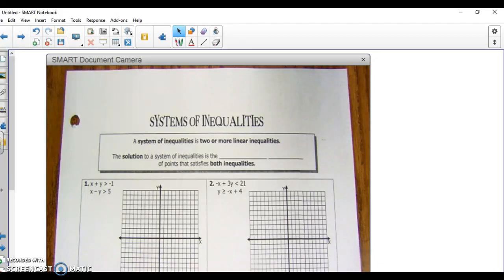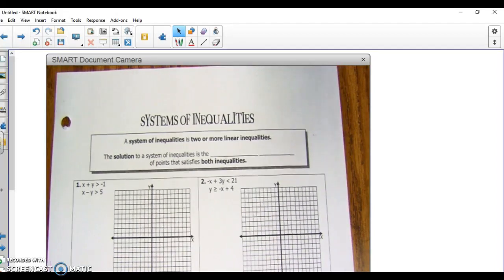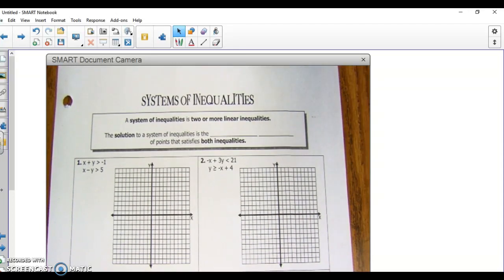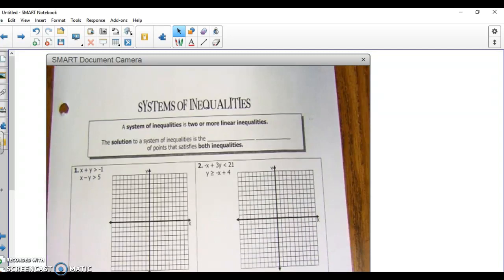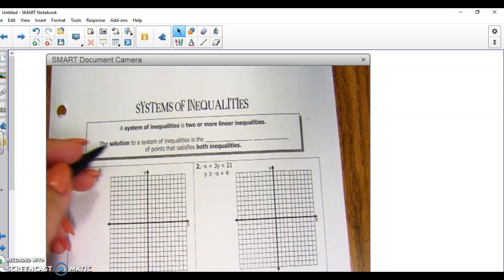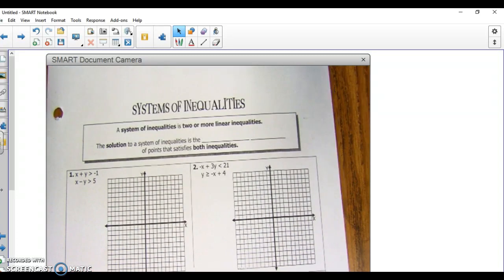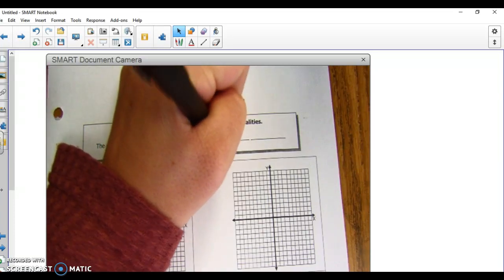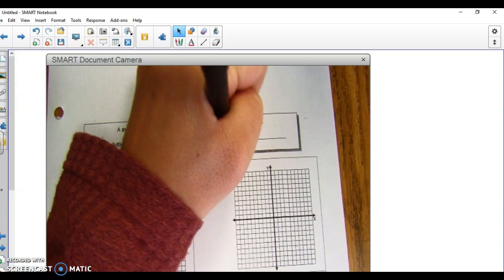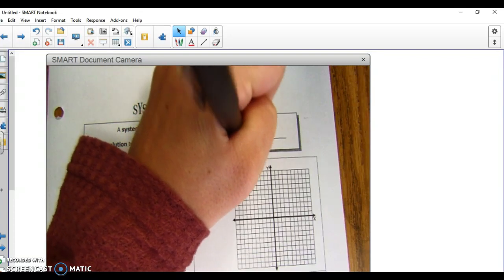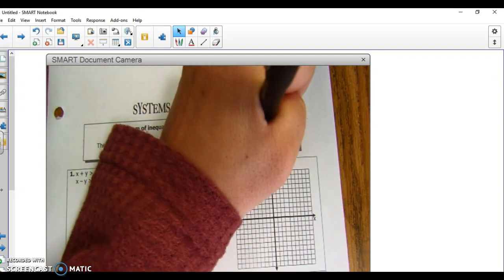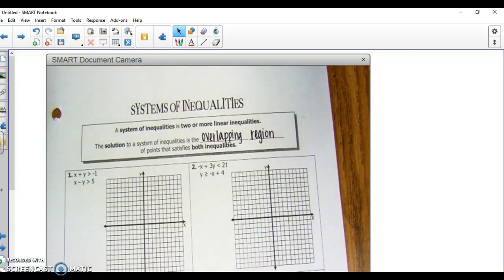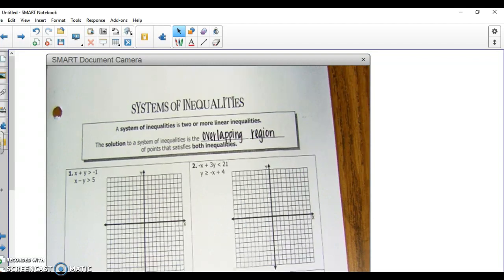Okay, so today we are learning about systems of inequalities. We've already graphed inequalities before. Now we're just going to be graphing two or more. So our solution to a system of inequalities is just going to be the overlapping region of points that satisfies both inequalities.